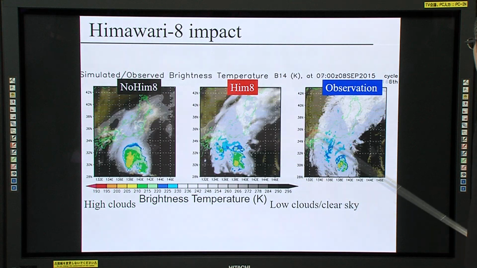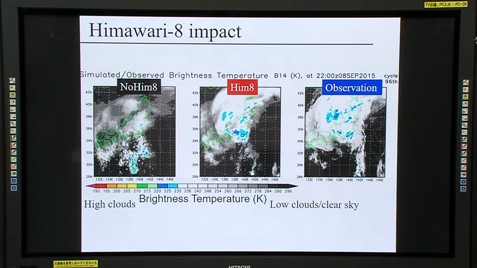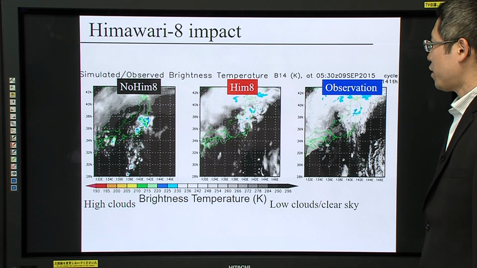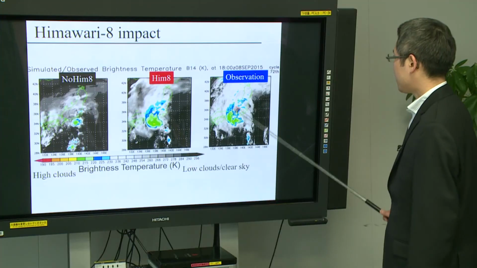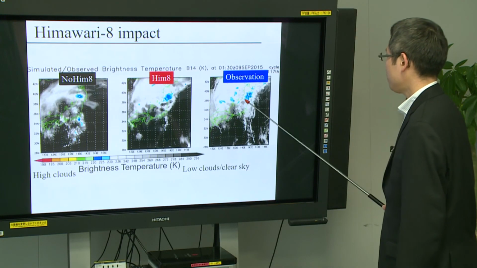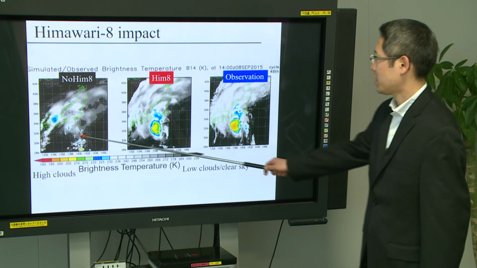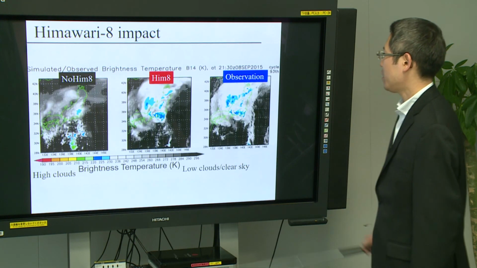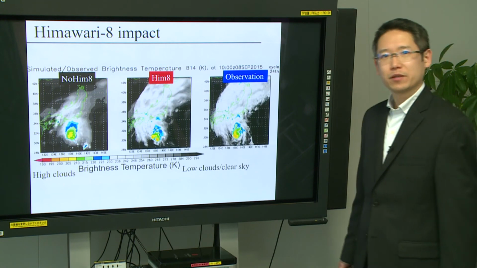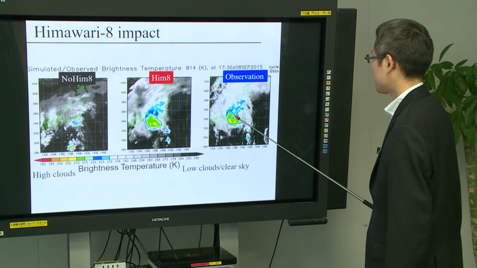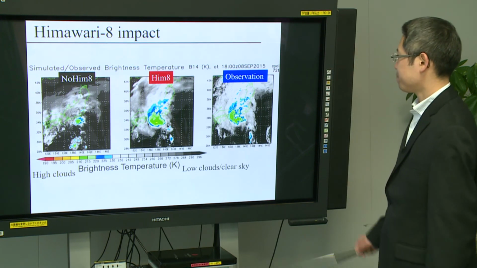So here we see the observation on the right, and this is a case without Himawari 8. So this is a simulation without Himawari 8, and we see the clear difference between these two, about the cloud system associated with this typhoon that disappeared quickly. With assimilating this observation, this Himawari 8 experiment produced a much closer structure of these clouds associated with the typhoon like this.